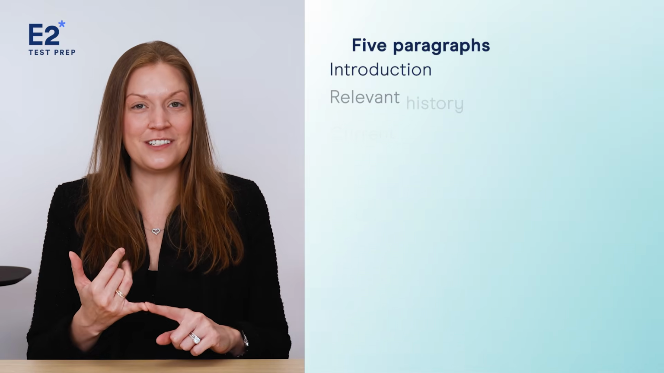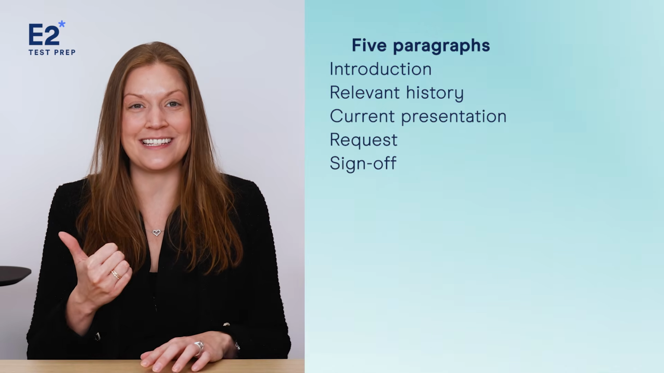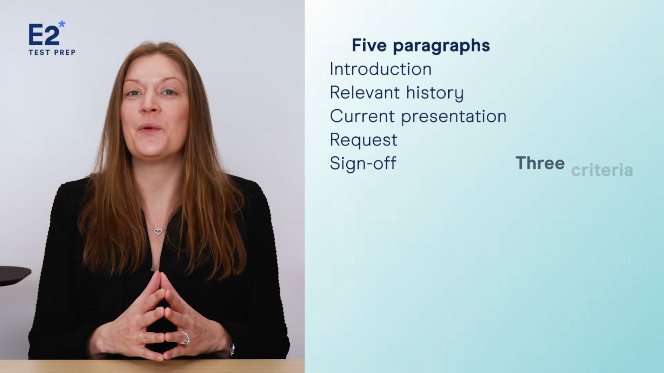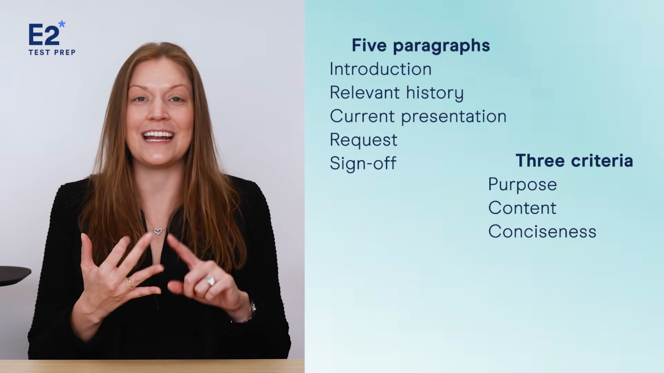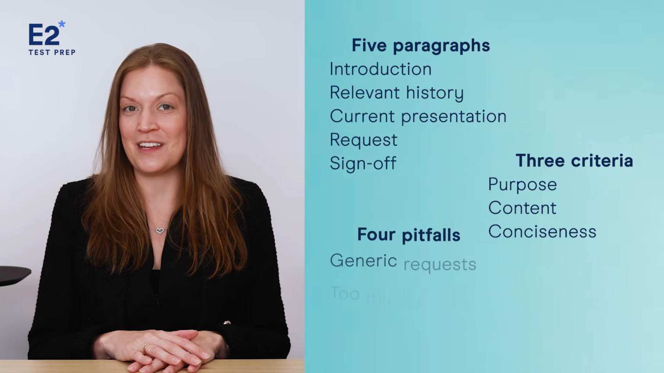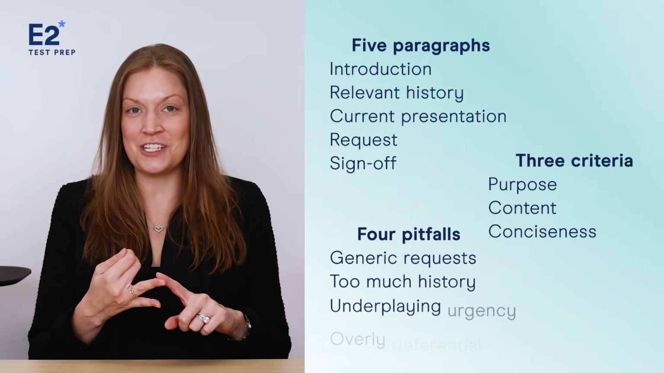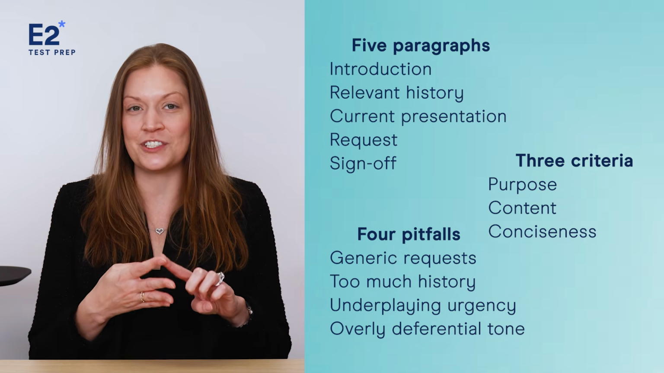Quick recap: 5 paragraphs, introduction, relevant history, current presentation, request, and sign-off. 3 criteria where most of the score difference sits: purpose, content, and conciseness. And 4 pitfalls to watch for: generic requests, too much history, underplaying urgency, and an overly deferential tone.